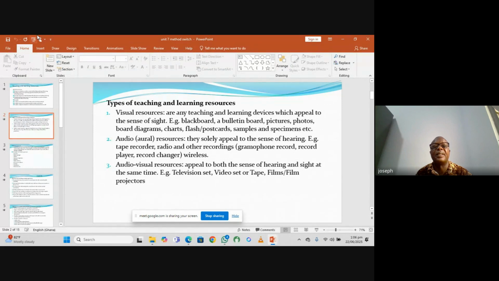Audio resources, they solely appeal to the sense of hearing, e.g. tape recorder, radio, and other recordings, gramophone recorder, and all those things. Then audiovisual resources appeal to both the sense of hearing and the sense of sight. The television set, the video set, the tape, film, and all those that we can use to see and hear at the same time.